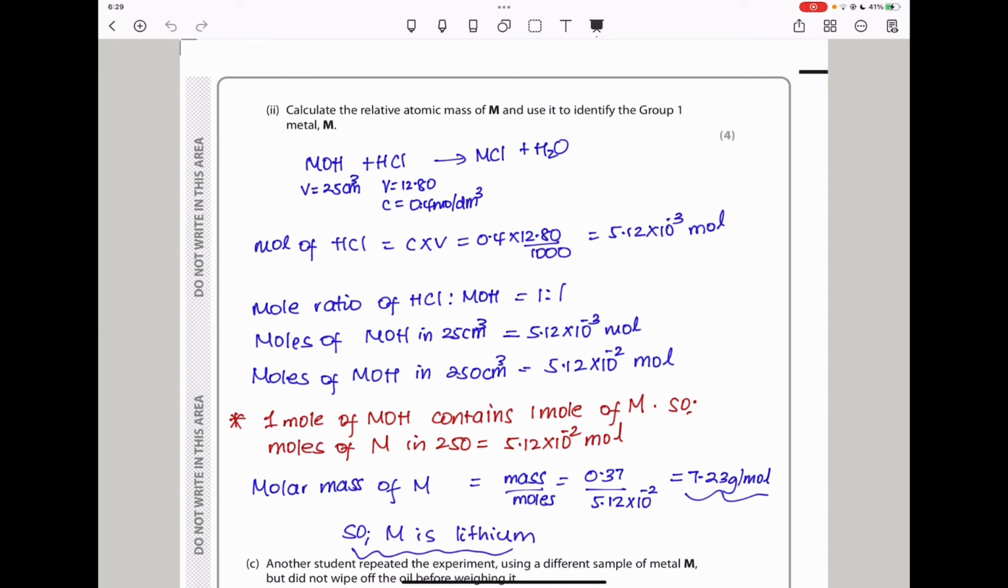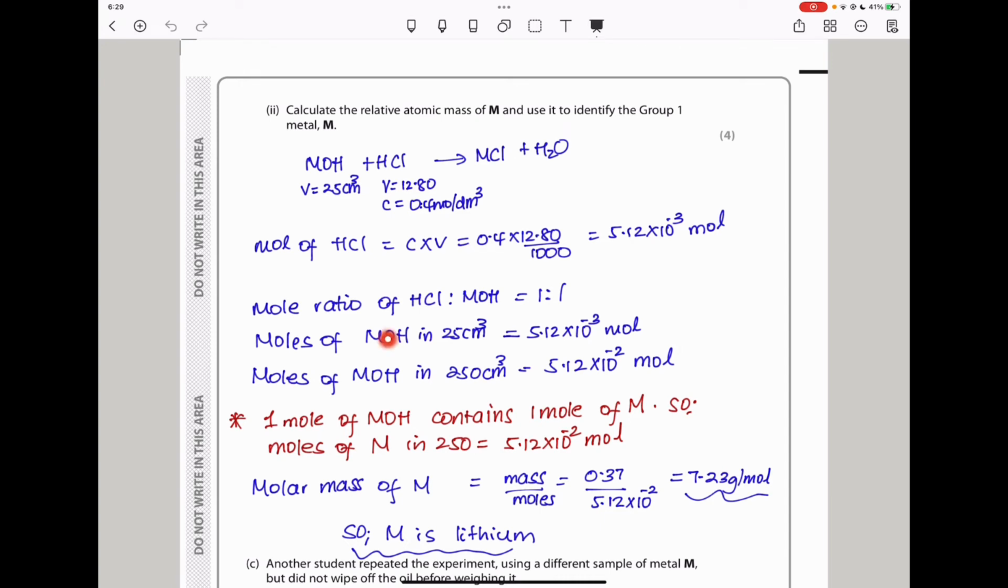And when I multiply this, I got 5.12 times 10 power negative 3 mole. Now, when we look at the reaction equation, we can see the mole ratio is 1:1, and that means the moles of this are exactly equal to the moles of that in the 25 centimeters cubed. So that's why here I said the moles of MOH in 25 centimeters cubed is that. Those are the moles that reacted.